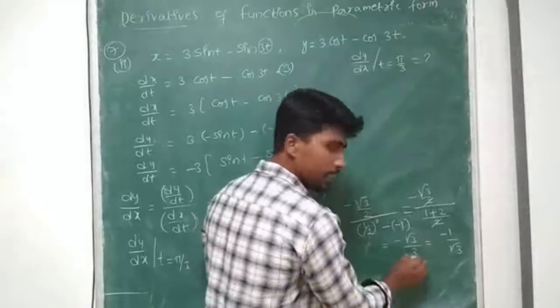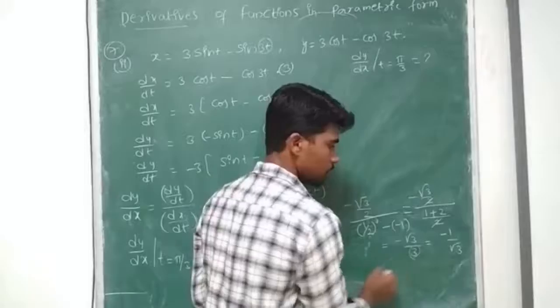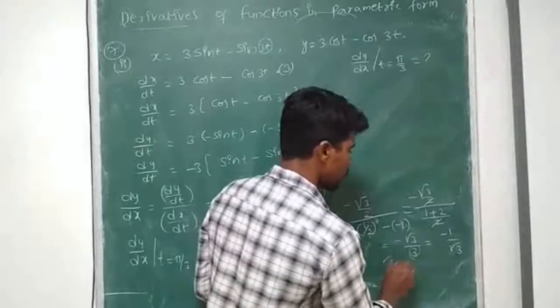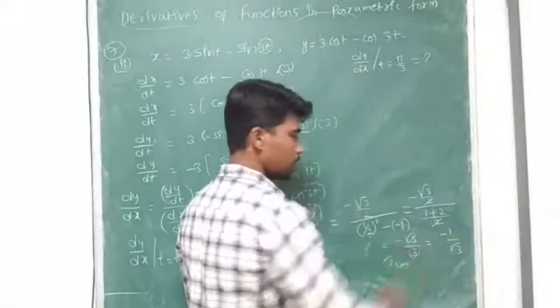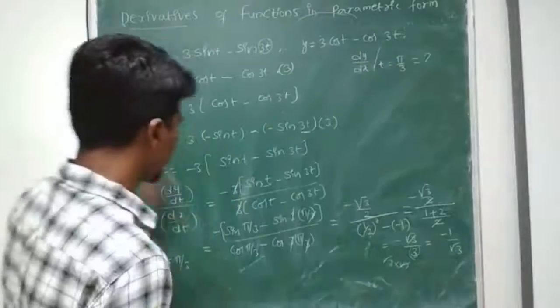Root 3 into root 3 is 3, so we get minus 1 by root 3. Next problem.